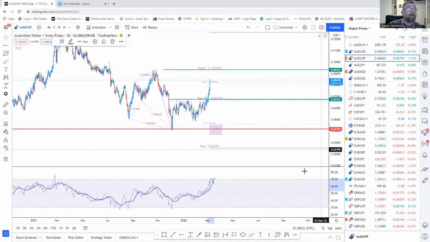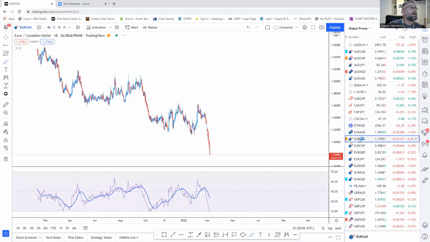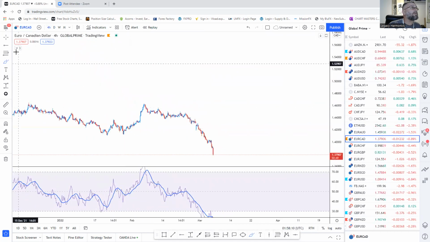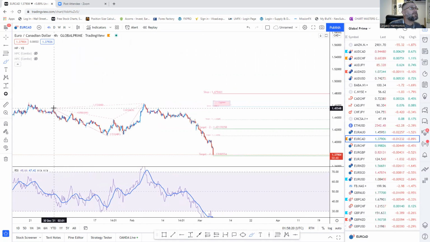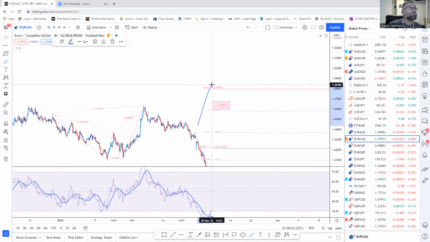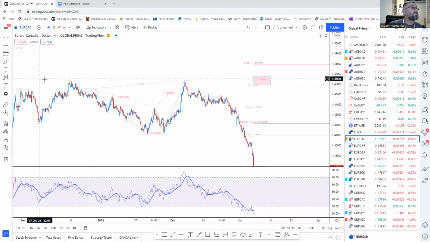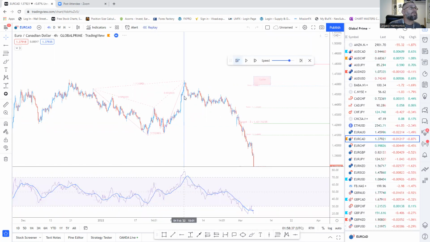Now let's go to a bearish one. EuroCAD, I believe on the 4-hour, I found one. Yeah, I'm pretty sure it was the 4-hour. So we can see our pattern here. The indicator has found the pattern for us. So now let's go back to replay and start from where we see the market.